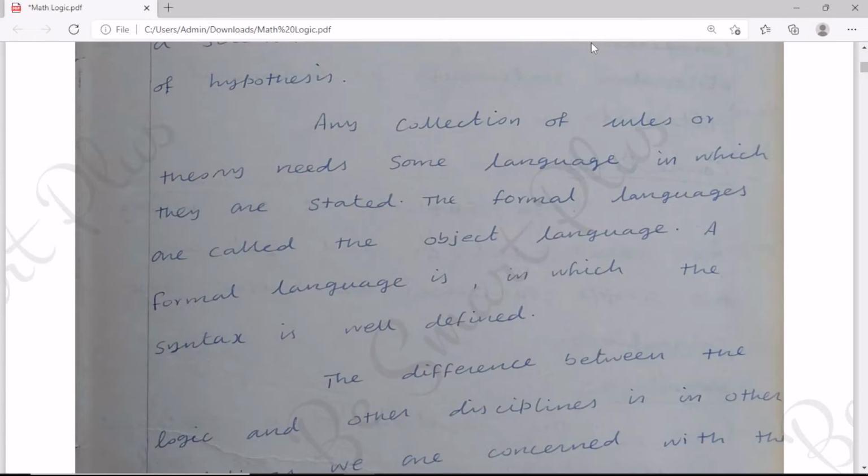Any collection of rules or theory needs some language in which they are stated. The formal language is called the object language. So, a formal language is one in which the syntax is well defined, isn't it?